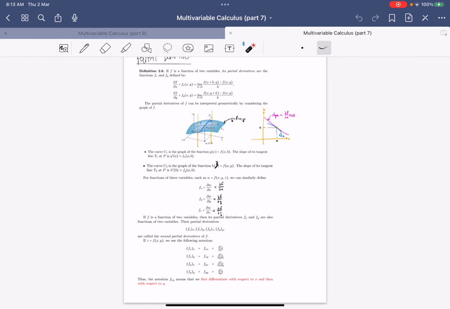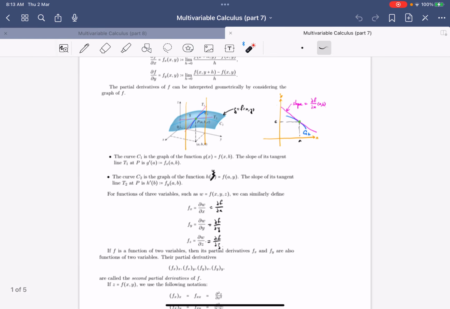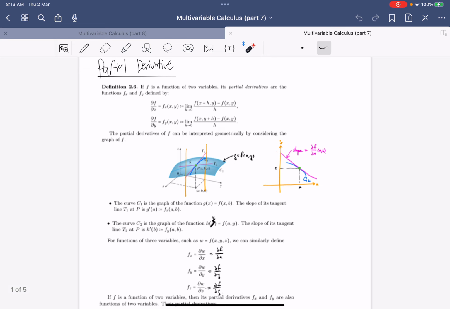So I hope this part is clear about what is a partial derivative. It can basically be reduced to your single-variable derivative, where you just differentiate with respect to the variable that you are varying and keep all else constant.